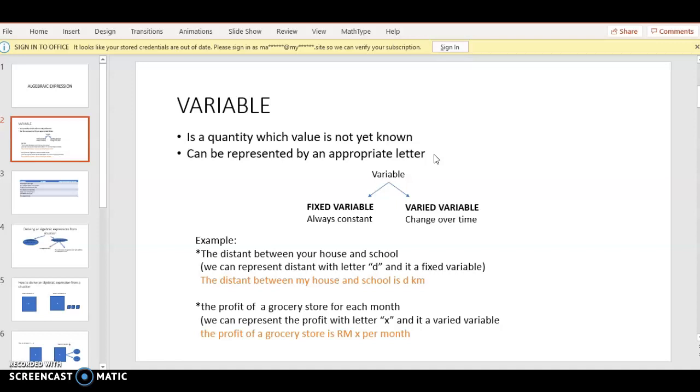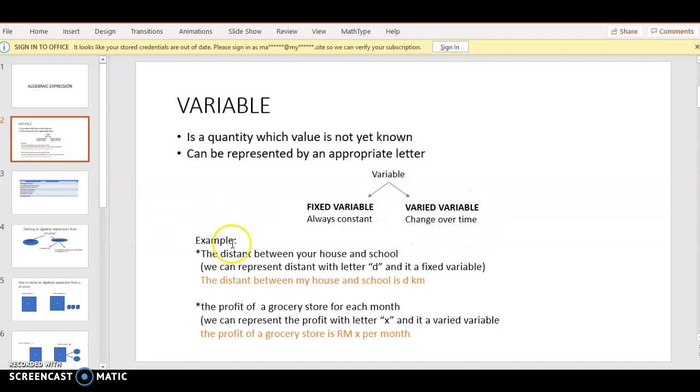There are two types of variables that you should know. The first is fixed variables. A fixed variable means that we don't know the value of that variable, but we know that the value is always constant. I will show you an example of this. Varied variables will change, the value will change over time.